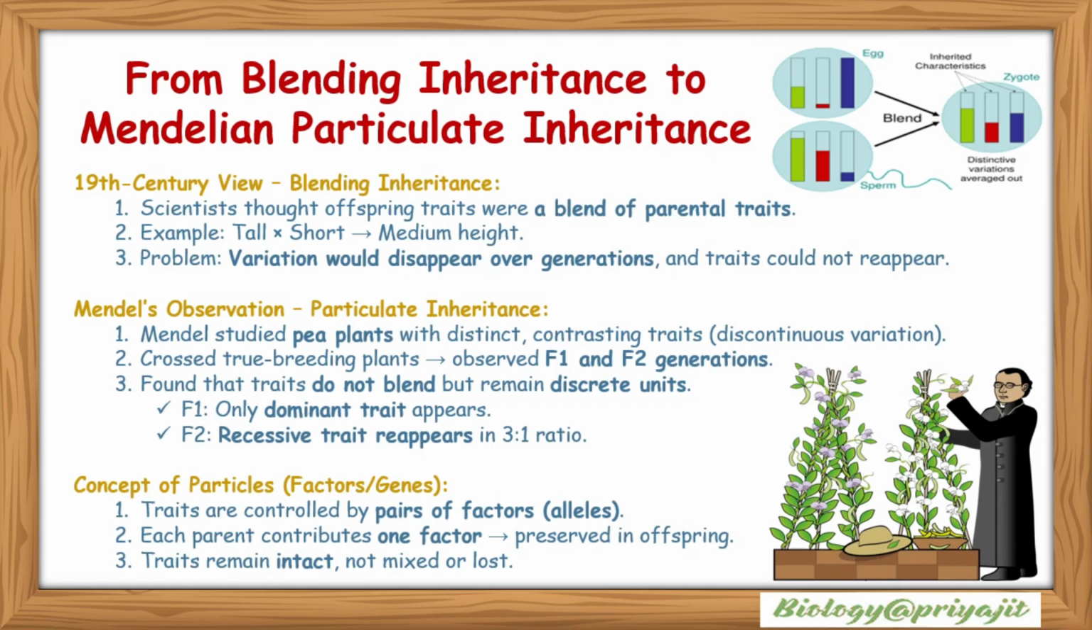In F1, only the dominant trait appears, but in F2, the recessive trait reappears in a 3:1 ratio. This is the concept of particles, from where the particulate inheritance theory was developed. So the particles are either factors or genes. The traits are controlled by pairs of factors, which are considered alleles.